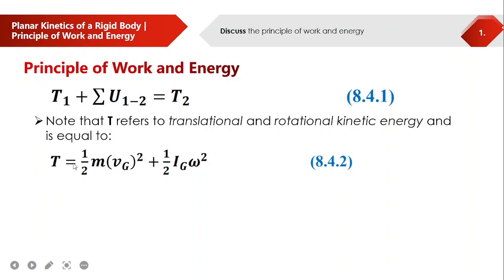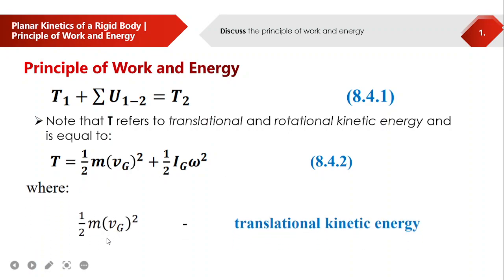yung pag-solve ng kinetic energy natin when we are talking about planar kinetics, okay? That will be a half of mass times the velocity squared plus a half of the moment of inertia times the angular velocity squared. Okay? So this is how to compute your kinetic energy, both translational and rotational. So where 1/2 mass times V sub G squared is your translational kinetic energy, and 1/2 of the moment of inertia times the angular velocity squared is your rotational kinetic energy.